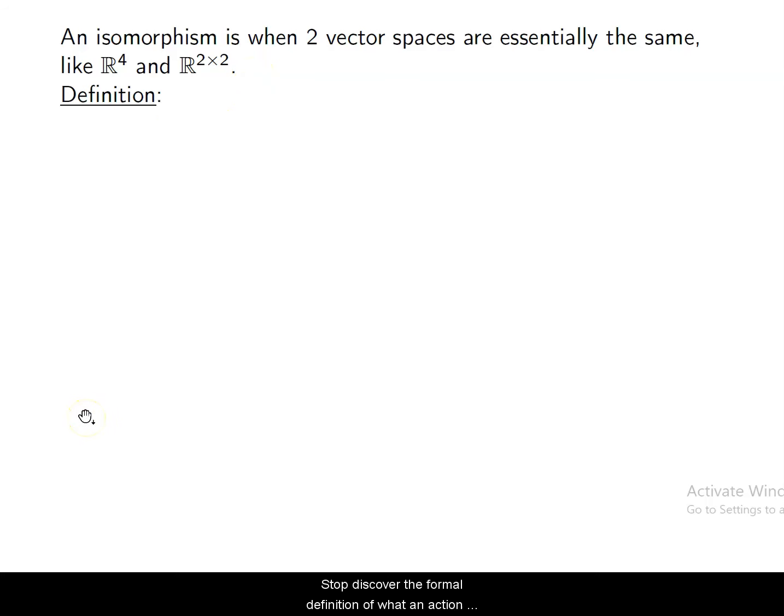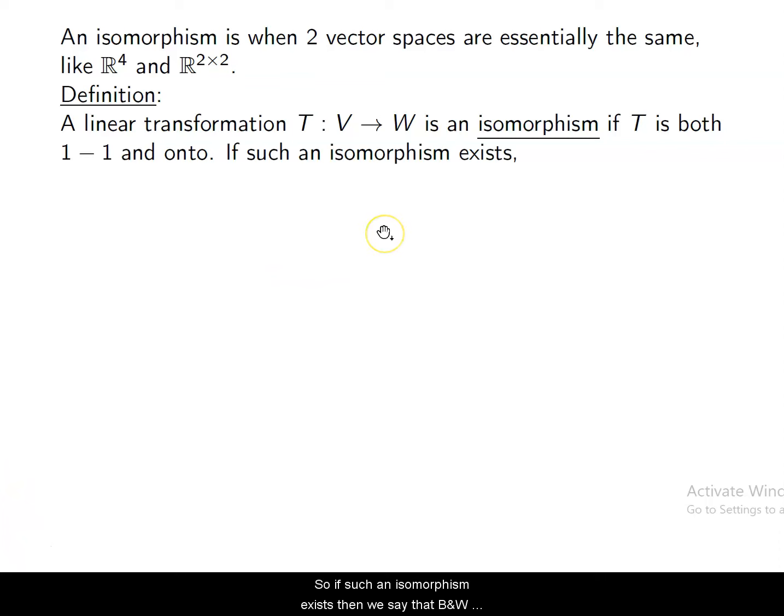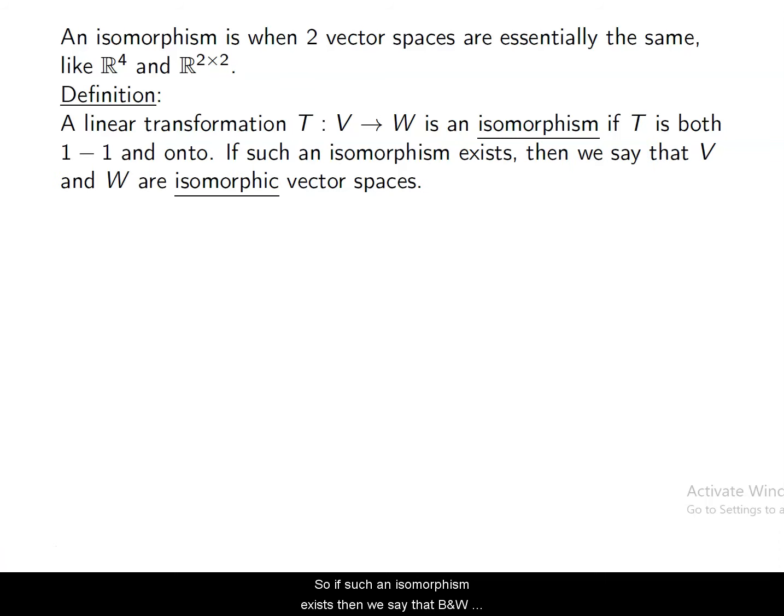So let's go over the formal definition of what an actual isomorphism is. If we have a linear transformation T from a vector space V to a vector space W, it is an isomorphism if T, this transformation, is both one-to-one and onto. Right, so that's basically it. So as long as this transformation is one-to-one and onto, surjective and injective, then we'll have an isomorphism between spaces. So if such an isomorphism exists, then we say that V and W are isomorphic vector spaces. They are isomorphic to each other.